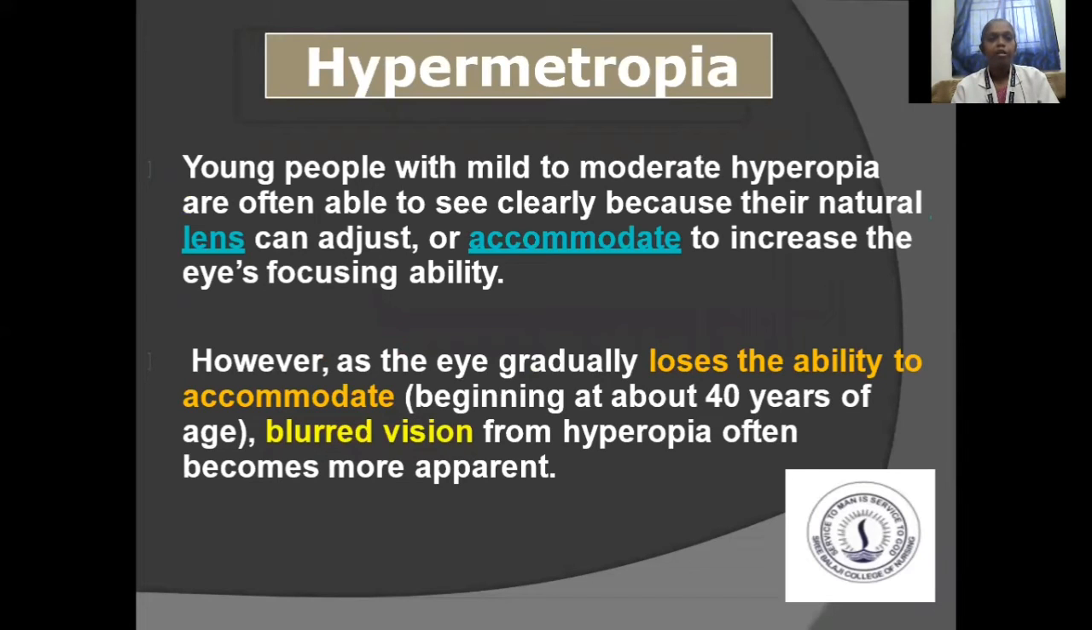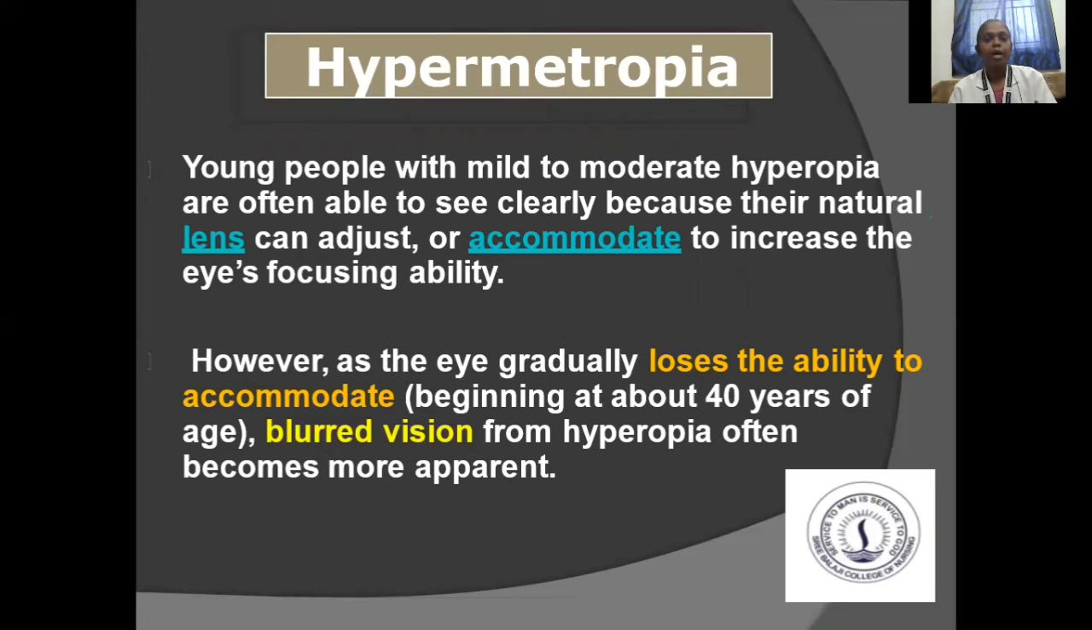Young people with mild to moderate hyperopia are often able to see clearly because their natural lens can adjust automatically, or accommodate, to increase the eye's focusing ability. So young people can adjust, but older people will have difficulty with hypermetropia. As the eye gradually loses the ability to accommodate, this issue begins at about 40 years of age.